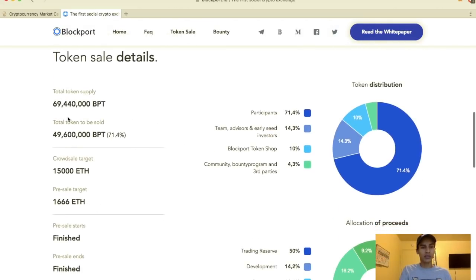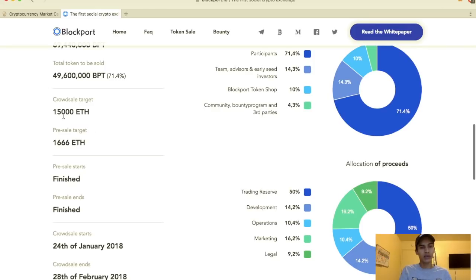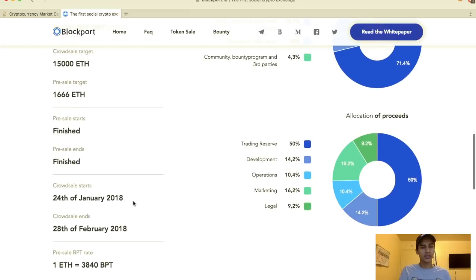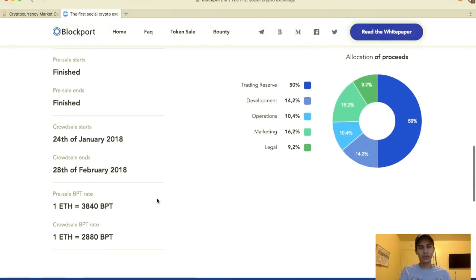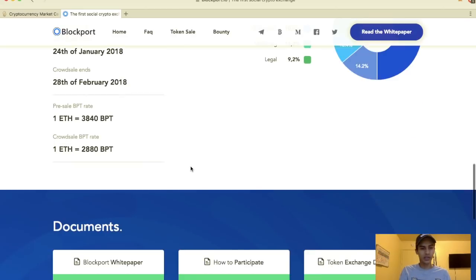Token sale details, here we go. Total token supply is 69 million. The total for the two sales is 49.6 million, 71.4%. Crowd sale target, 15,000 Ethereum. Wow, really? 15,000? Pre-sale target, 1,600. Pre-sale end, and the crowd sale starts on the 24th. Trading reserves, 50%. Development, 14. Operations, 10. Marketing, 16. Legal, 9.